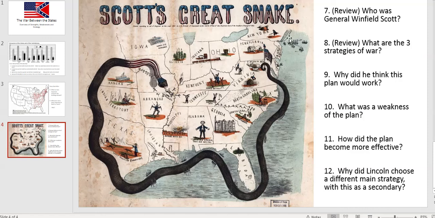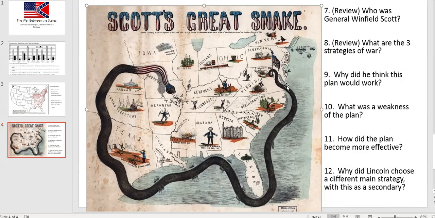Remember when the British did this, and they had the world's greatest navy, they only had to cover this much from Georgia, and very few people actually lived there, all the way up here to New England. In the Anaconda plan, for it to work, he's got to use the Navy all the way around all of this. Around Florida, around here, down toward Mobile, around New Orleans, all the way down to the Texas coast. How did the plan become more effective?